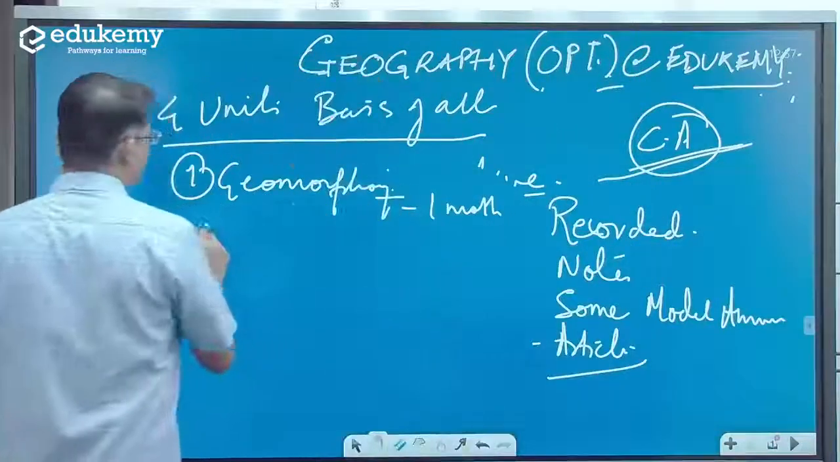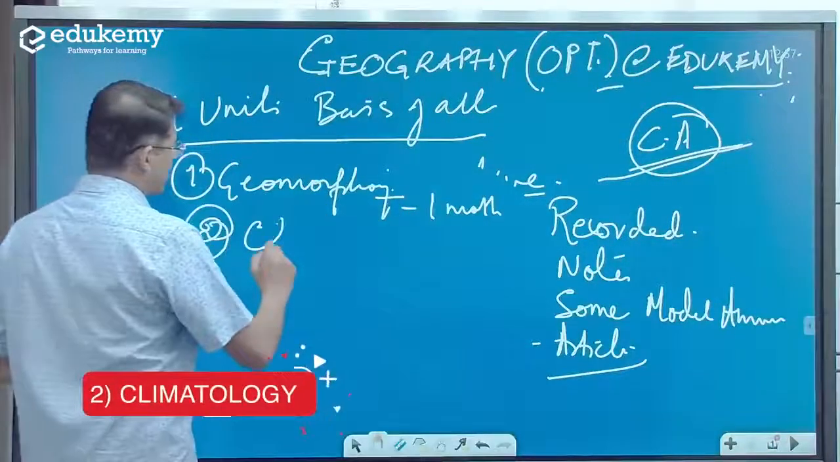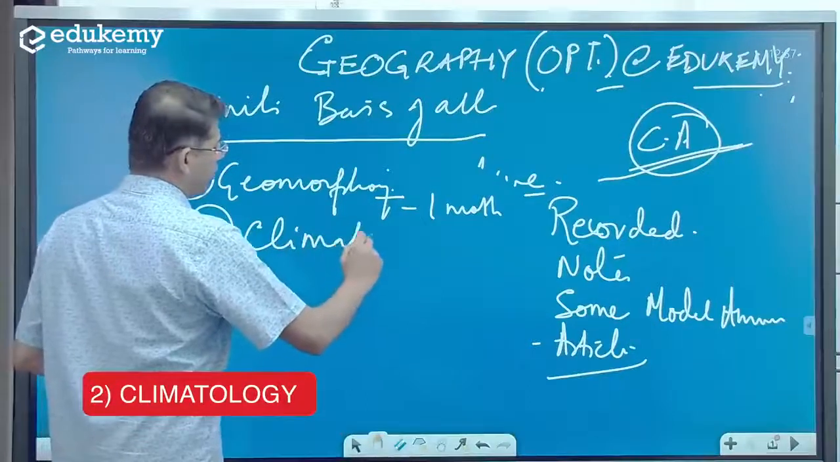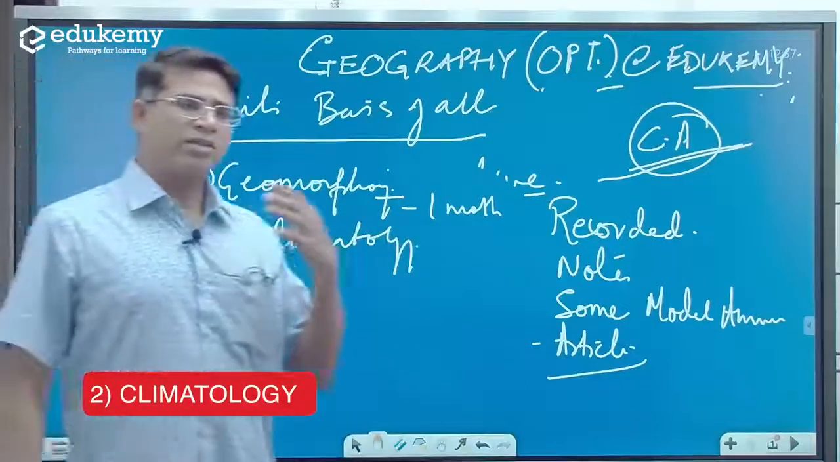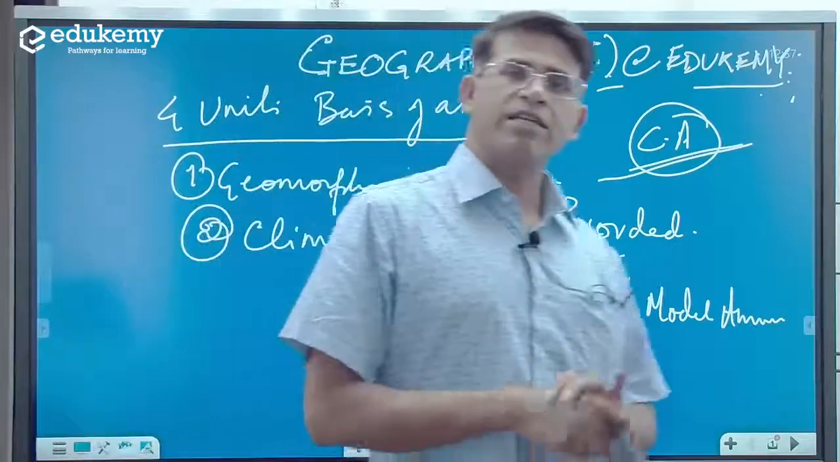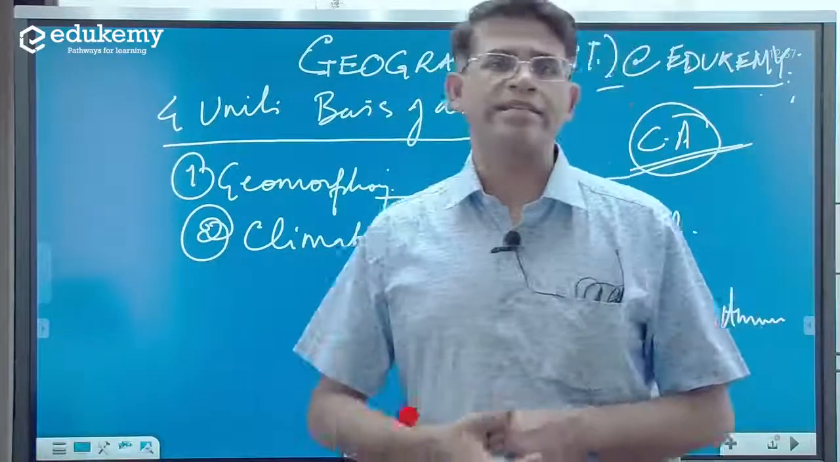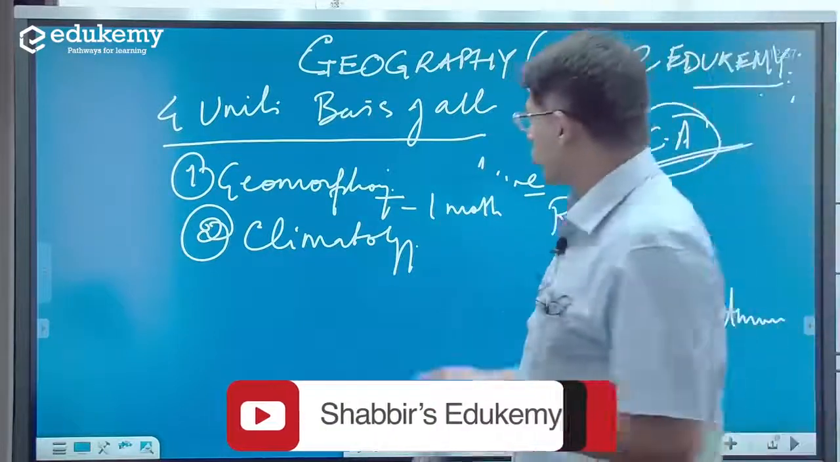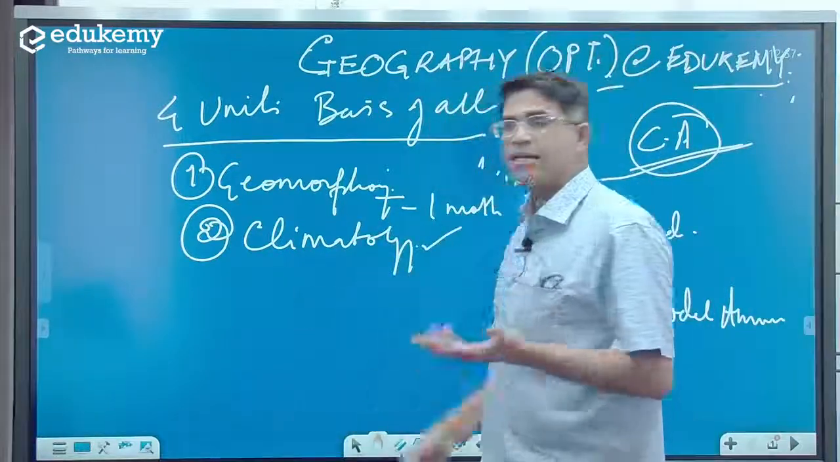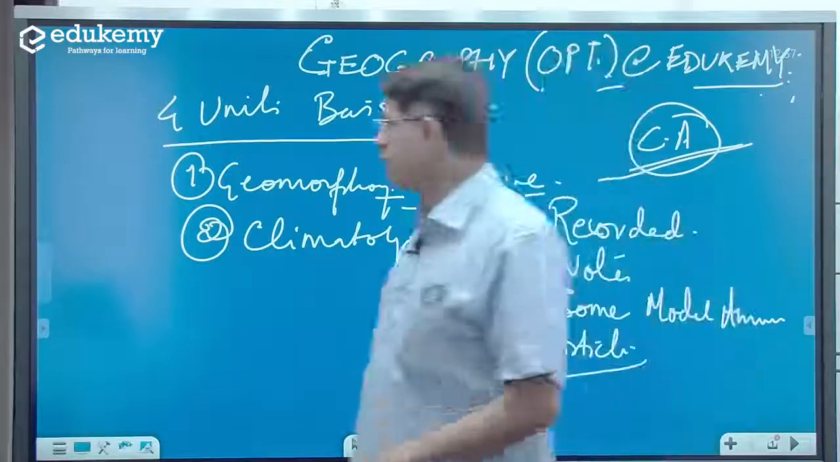A second very important basic topic is climatology. Without climatology, you don't understand wind patterns, rainfall, vegetation, and the relationship to again disasters, applied aspects, climate change, global warming. So you anyway have to read this as a part of GS. We'll do that thoroughly here.